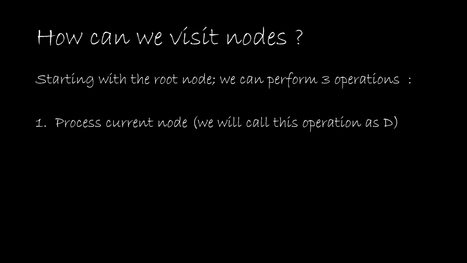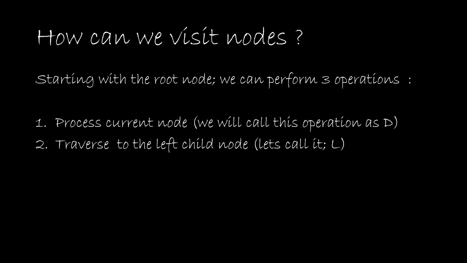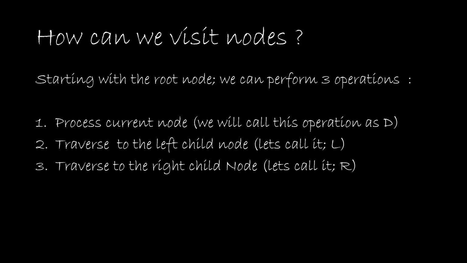In this case, we can either mark the current node as visited or say process the current node. We will denote it by D. Secondly, we can go to its left, which can be a node or a subtree. We'll denote it by L. Or third, we can traverse to the right, which can again be a node or a tree. We will denote this by R.